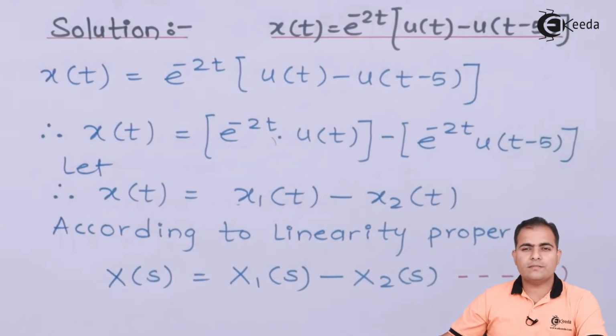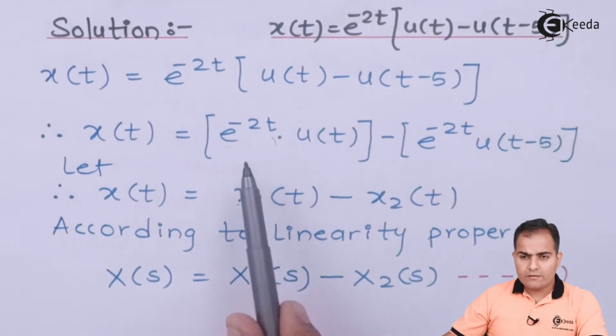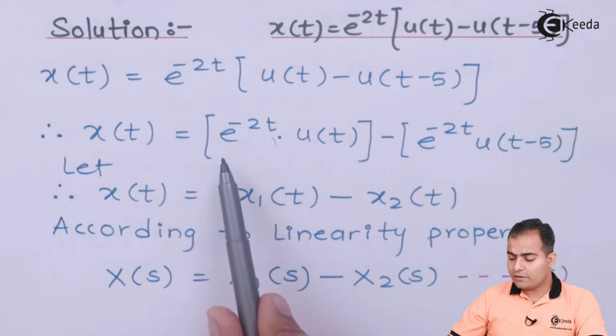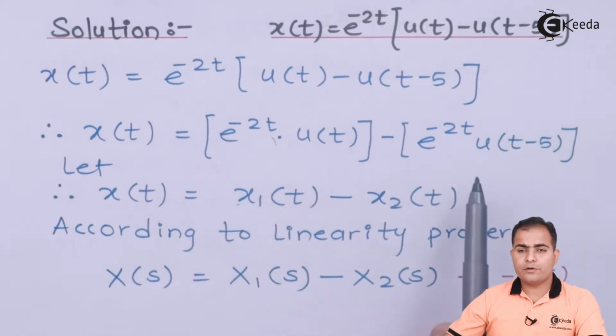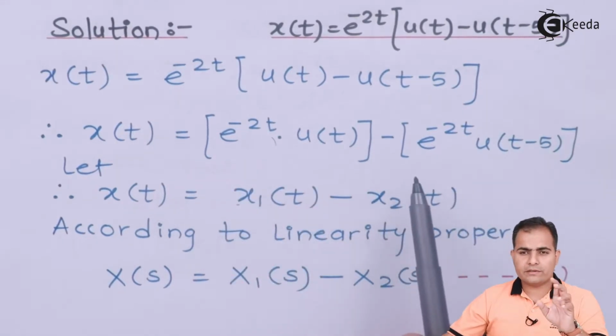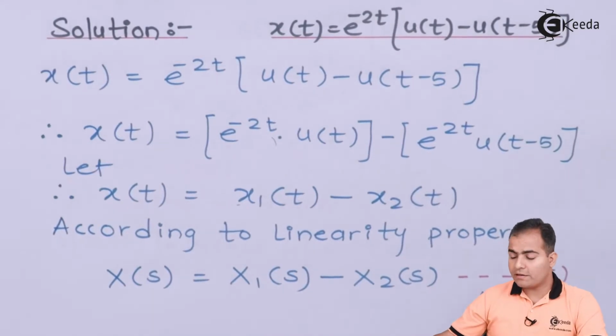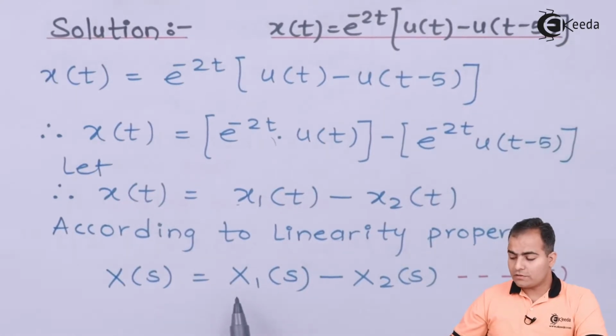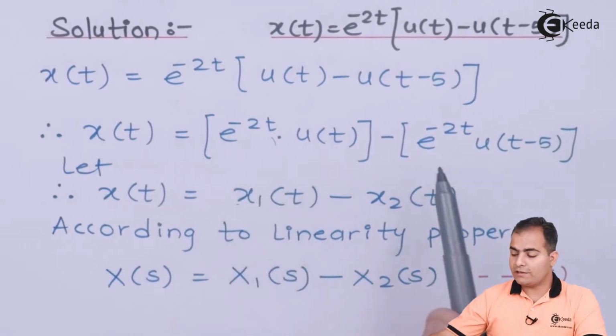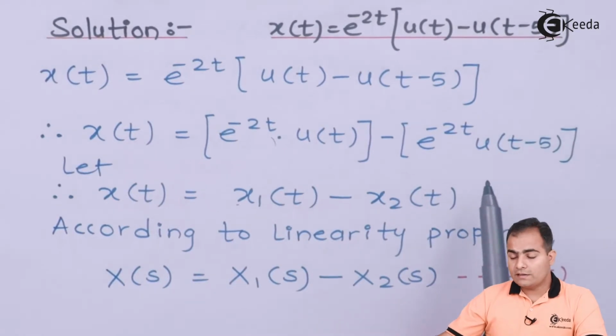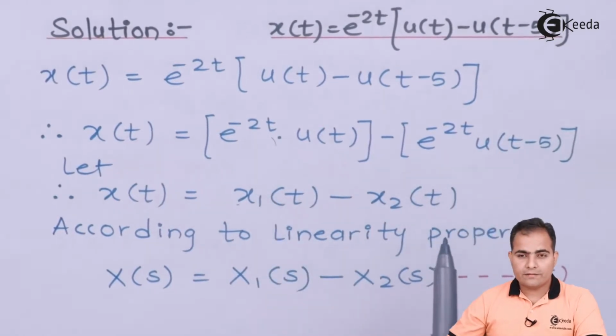Why have I written equation number 1? The reason is, when I get the results of x1 of s and x2 of s, of course I am going to add these values in some equations. That's why I have marked this x of s as equation number 1. Now I am going to apply the Laplace transform on x1 of t and x2 of t, and let's see the results of both these functions one by one.